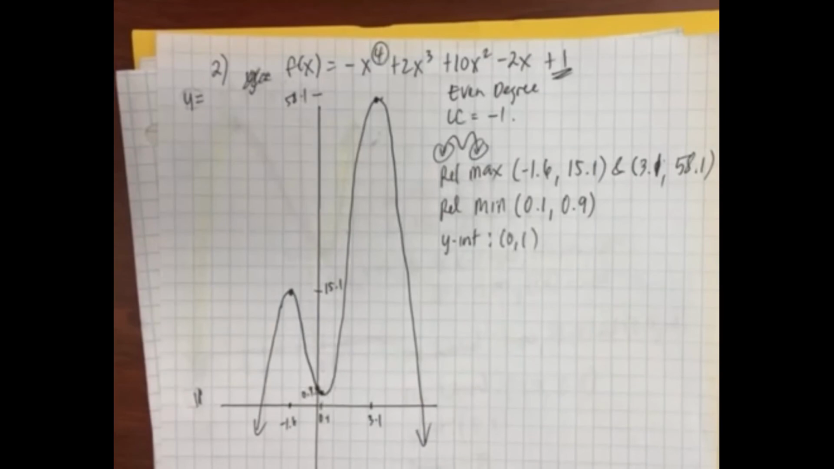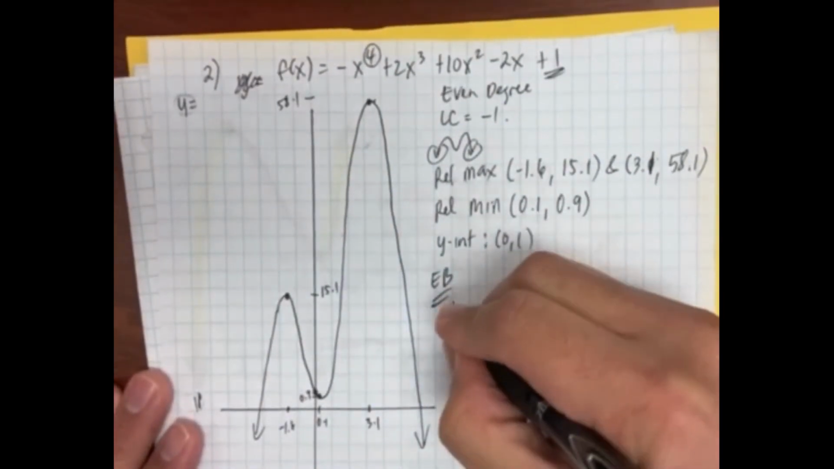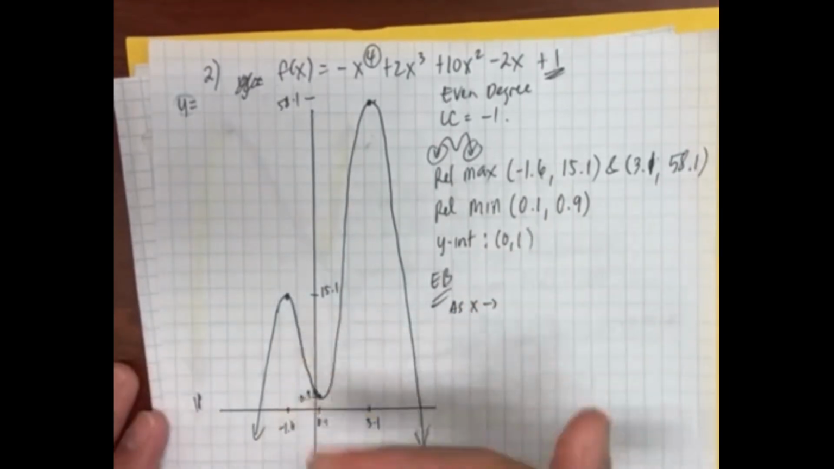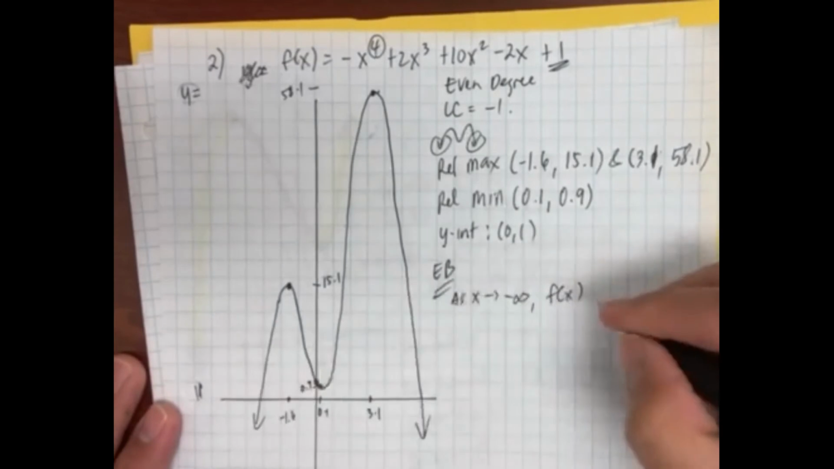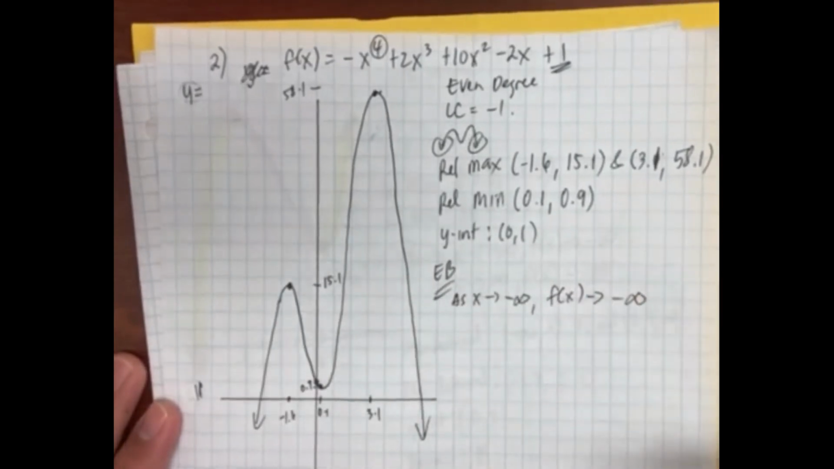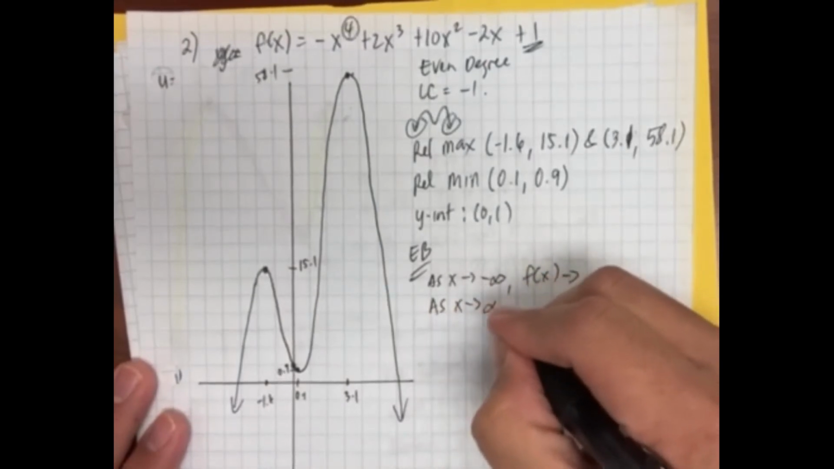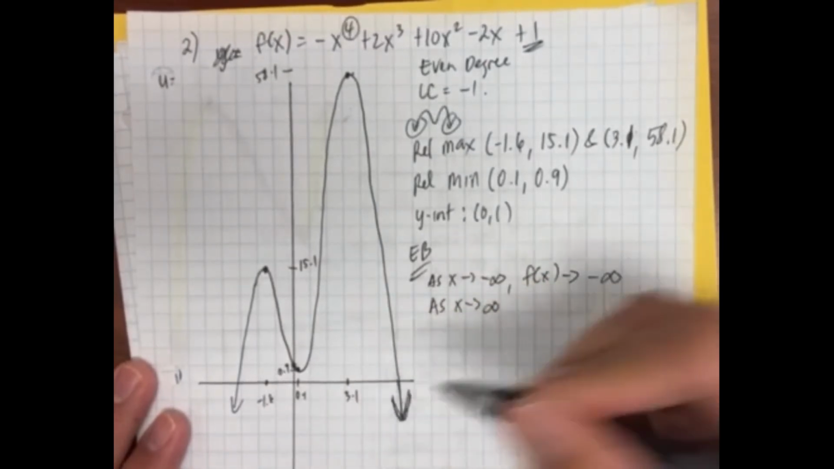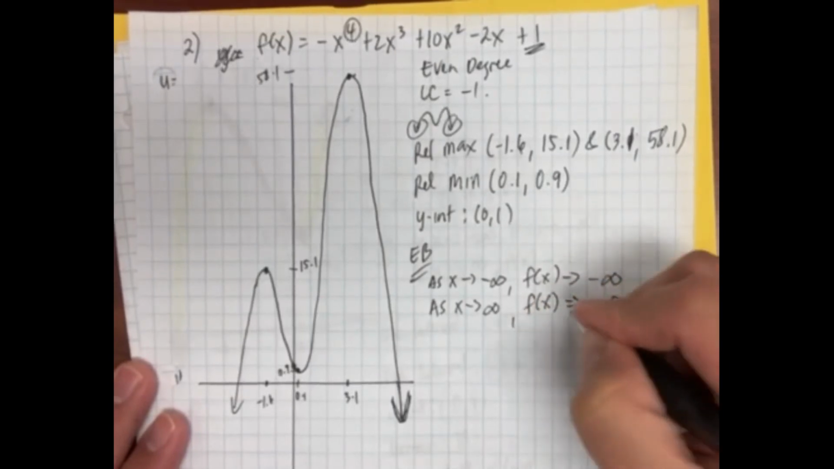All right. So what else do we need to know here? We have to find the EB, the end behavior. As x goes to the left, that's going to negative infinity, f of x is going down. So that's going to negative infinity. As x goes to the right side, as x approaches positive infinity, what's happening to our arrowhead? It is going down, so f of x is approaching negative infinity also there.